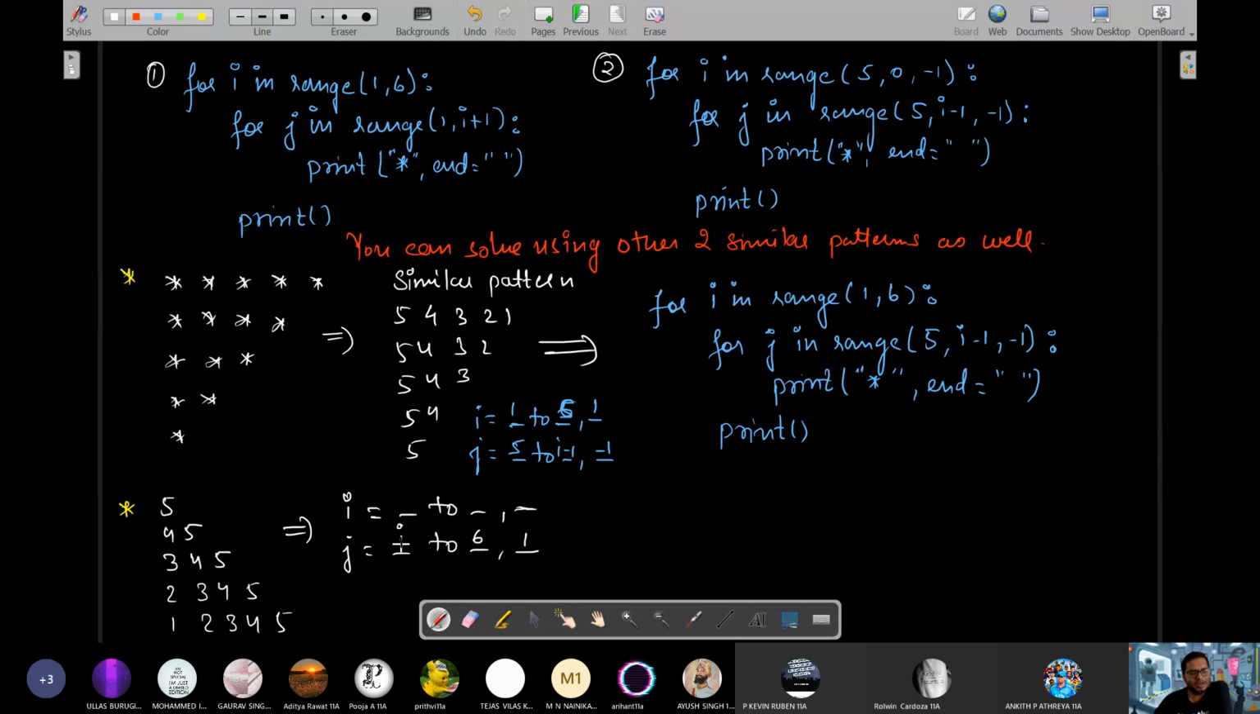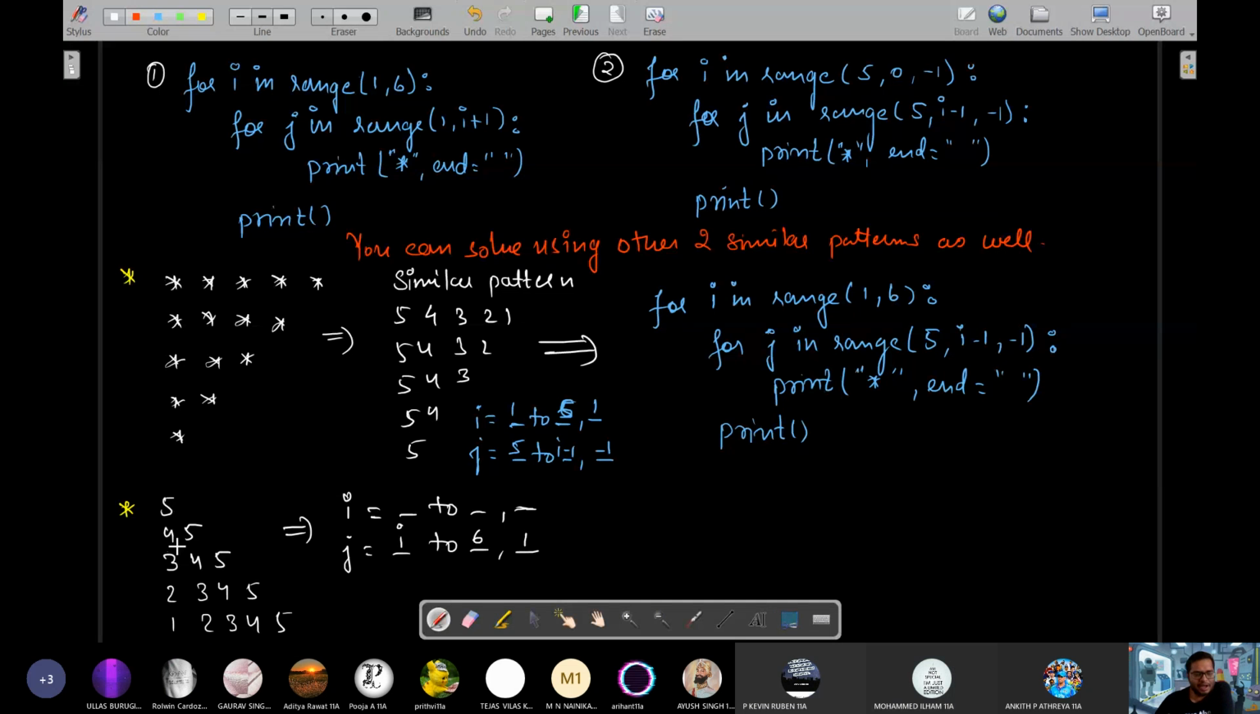Because J is dependent on I, you know that the first time it has started printing from 5 and is ending at 5. So J is dependent on I. So can you tell me what will be the first value of I? 5, sir. 5 to 5.